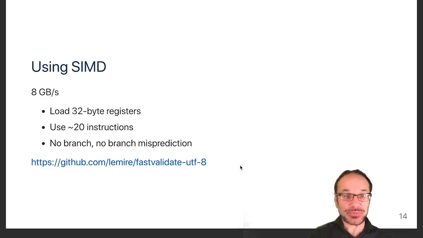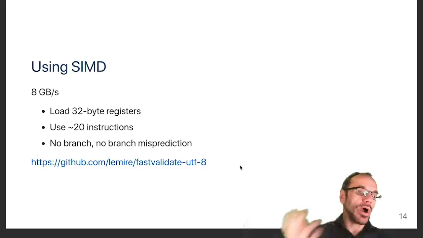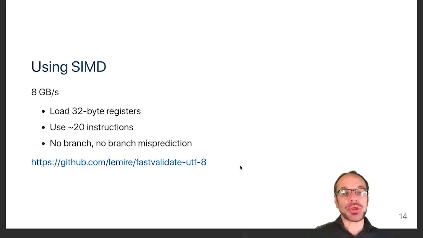So if you've been listening to me so far, you might guess what I'm going to say. Why don't we use SIMD instructions? And indeed, you can. I'm not going to go through the details because it's rather technical, but basically, instead of doing it byte by byte, you can do it in blocks of 32 bytes. It costs you something like 20 instructions, so fewer instructions than bytes. There's no branching, so no branch misprediction and no expensive cost, a very predictable flow of instructions, and you can achieve speeds that are much higher than even the fastest disk, so 8 gigabytes per second or so.